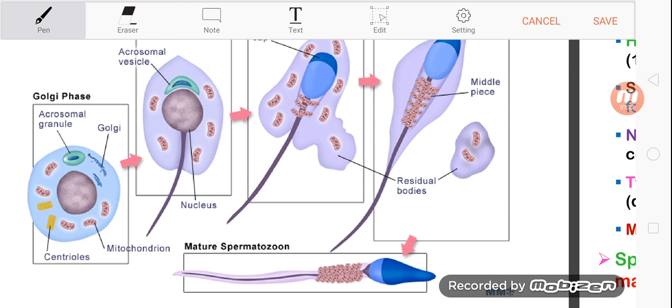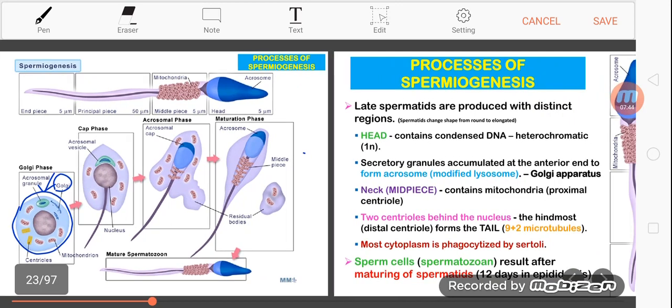So here is the anterior end. There is accumulation of secretory granules, forming the acrosomal granules with the help of the Golgi apparatus. At the same time, during formation of the head, the DNA becomes more condensed, forming heterochromatic DNA.